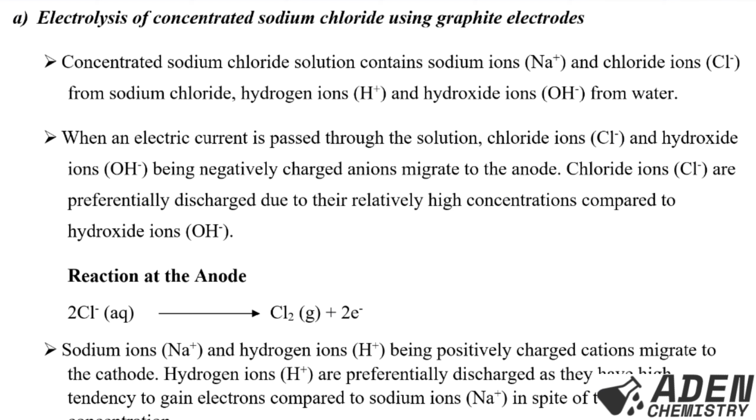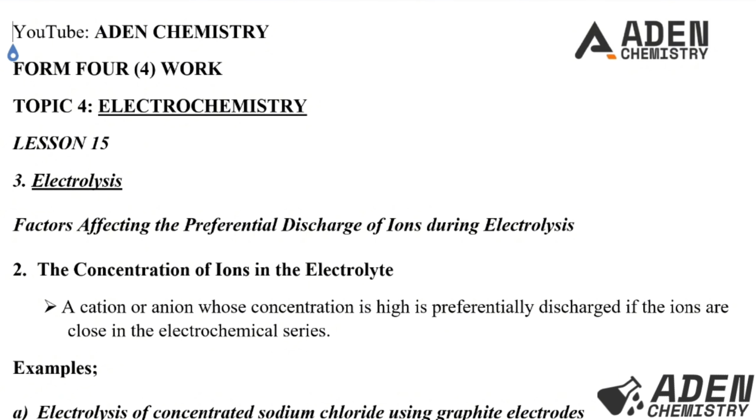Remember, when we were talking about the note, we said the cation whose concentration is high is preferentially discharged if the ions are close in the electrochemical series.